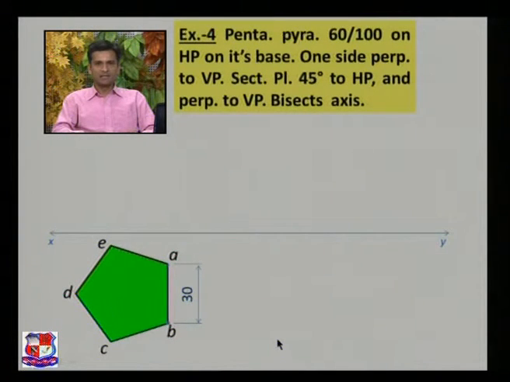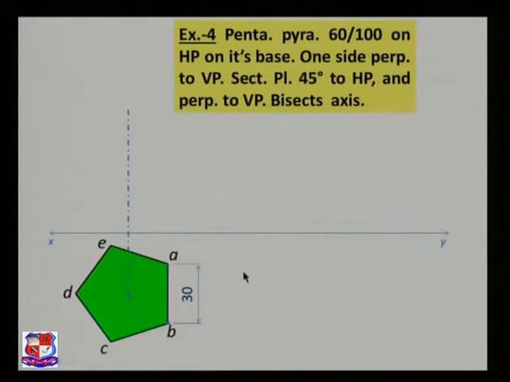5 endpoints are there and it's a pyramid, so it will have an apex point. To find the midpoint of this pyramid, join the corner with the midpoint of the opposite side. So the midpoint of BC is here, join to E. Similarly, join the midpoint of AB and D, and both these lines will intersect at this point. So this is the axis of this solid. From this point draw the axis of this solid, and the height is given, that is 50 mm. So at a height of 50 mm on this axis from the XY line, mark a point.